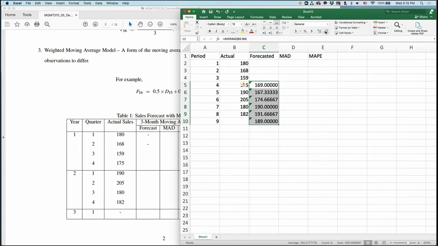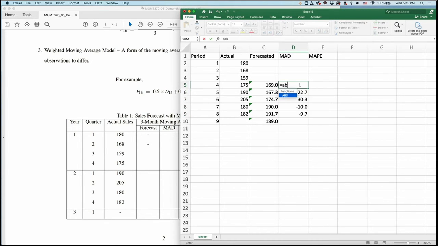From this, you can compute the deviation. Deviation is simply actual minus forecast. This is a simple deviation, right? If you drag it down to here, you might have positive or negative numbers. If you add these numbers, you will lose some information. That's why we do not use this deviation directly. Instead, we have to use the absolute number, the absolute difference between actual and forecast.